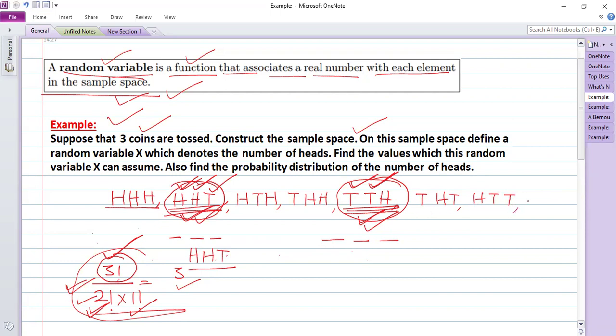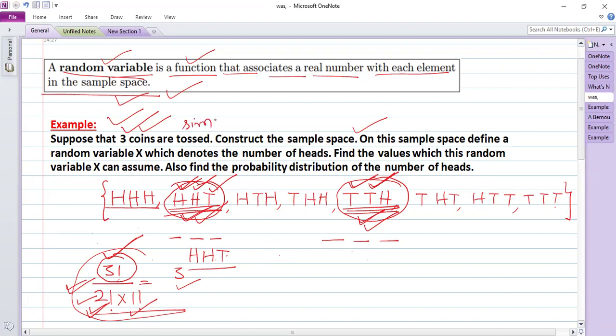And the last one will be 3 tails. So these are our total outcomes when 3 coins are tossed simultaneously. This we will call our sample space.